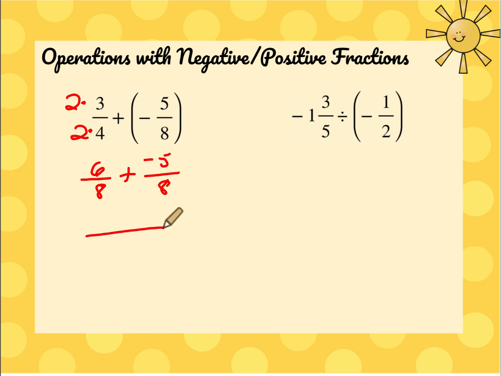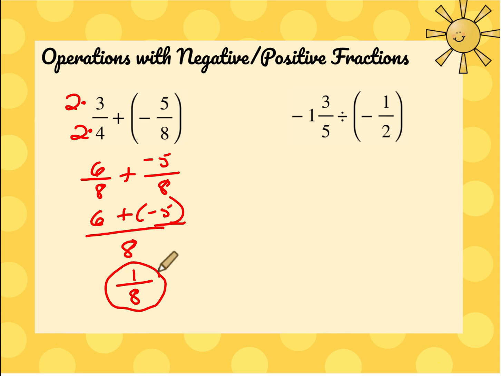And what we're really doing is, remember, we're keeping the denominator the same, and we're only adding the numerators. So what we learned from integer operations is that when we're comparing the absolute values, 6 has a greater absolute value. So that means we're going to be taking the difference of 6 and 5, which is 1, and it's going to be positive 1 because we have more positives than negatives because 6 has a greater absolute value. So the sum of 3/4 and negative 5/8 would be 1/8.